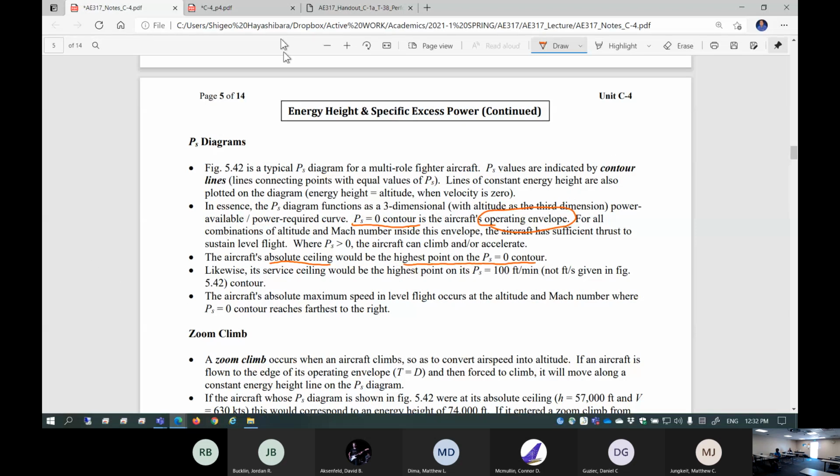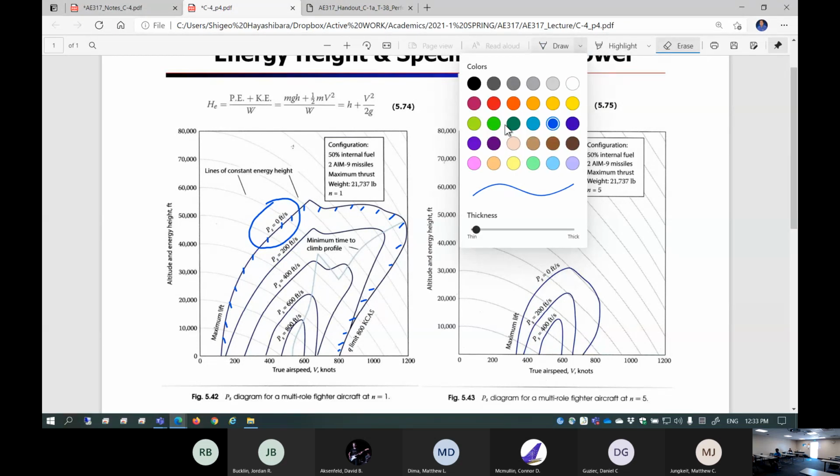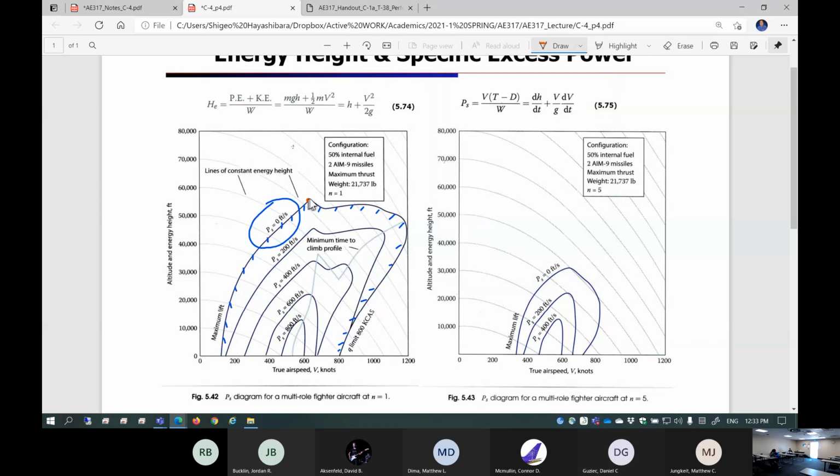Where is it? Let's just take a look. Where is it? Right here. Let me change the color here. So this is the airplane's absolute ceiling. What's the value here? Anybody? Something like that. We're going to find out. It's going to be an example. So this is going to be the absolute ceiling, right? Okay.